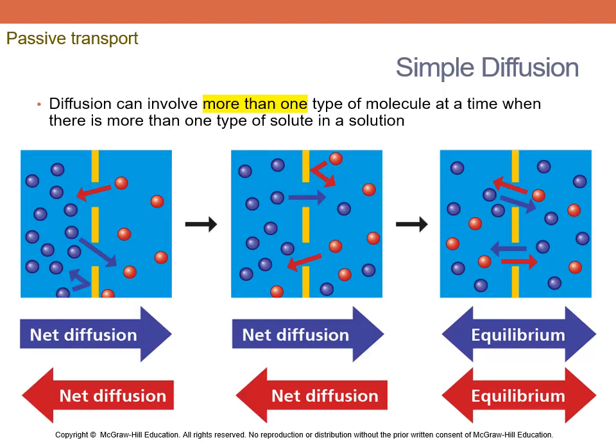If more than one type of molecule is added to a solution, they will both diffuse across the membrane until they are at equilibrium. This figure shows blue molecules were added to the left side of the container, and red molecules were added to the right side of the container. Both types of molecules move down their respective concentration gradients and diffuse from high concentration to low concentration until they reach equilibrium.